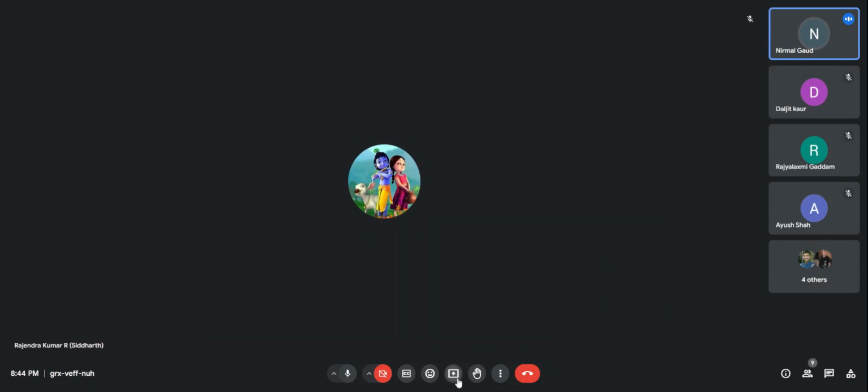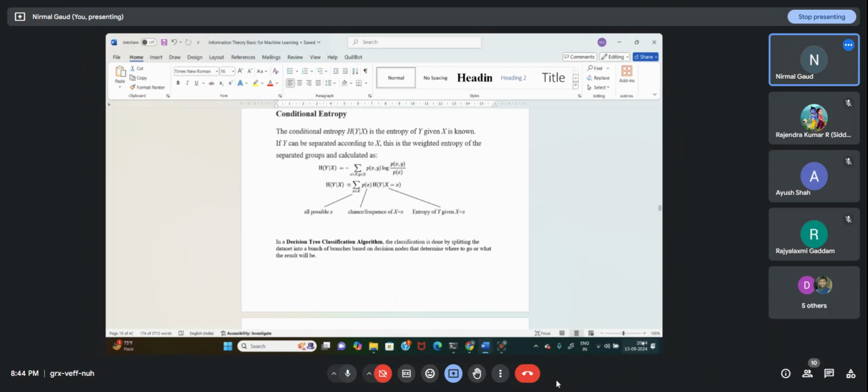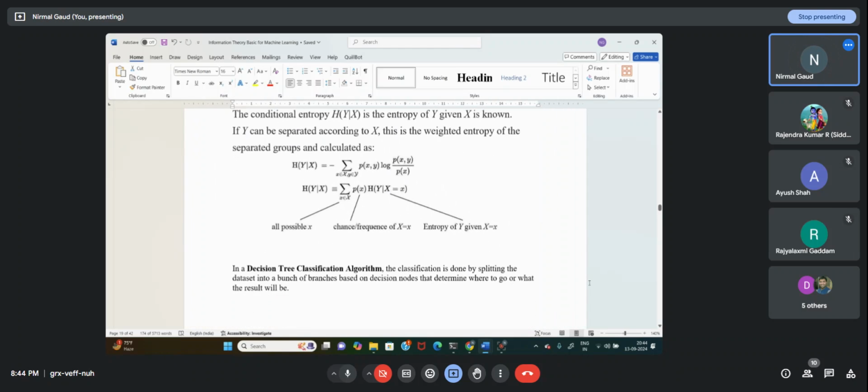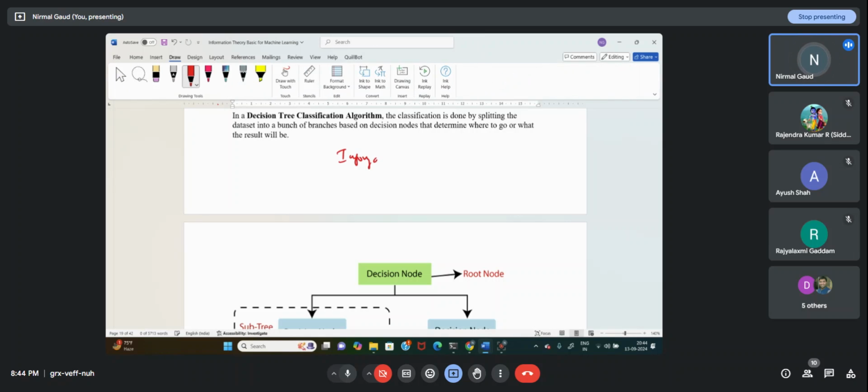Okay, now let me share my entire screen, and I will be talking about the further concepts in information theory. Okay, so here is the entire screen. So conditional entropy, this is what I told. We do have the next as information gain. What is this information gain?